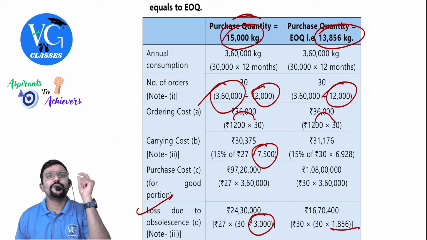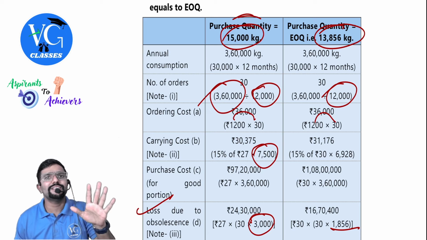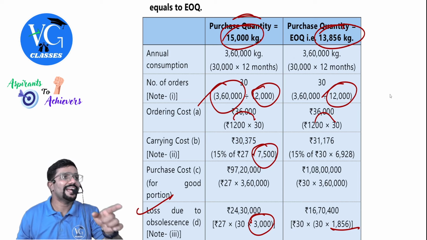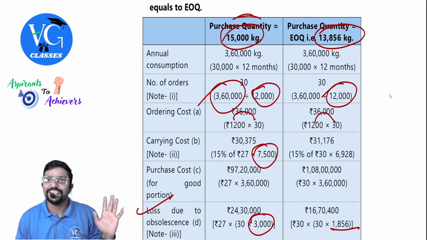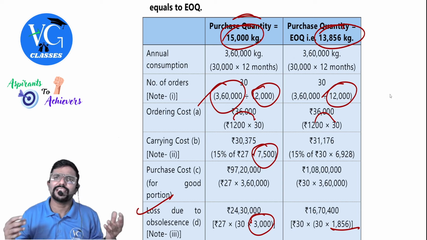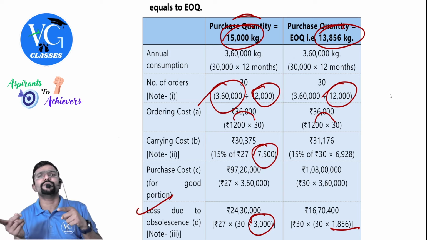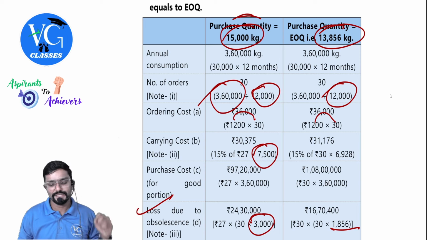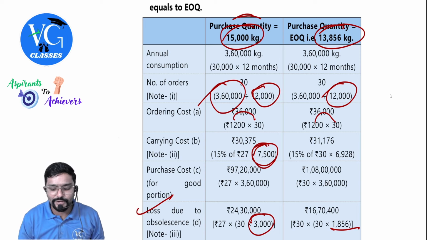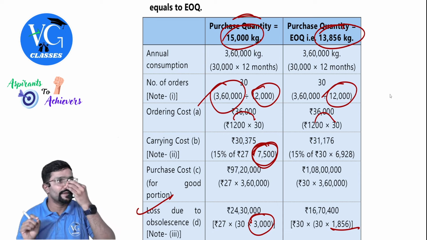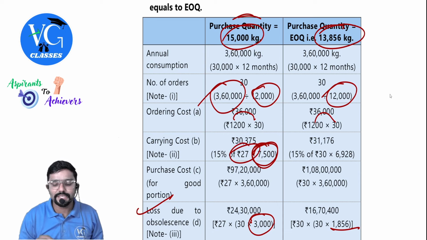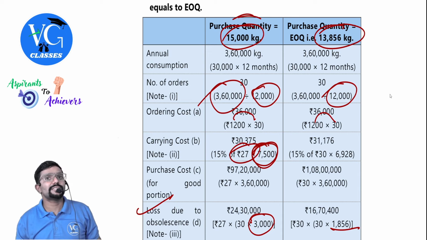Hope you understood. Even though I am using 12,000, sir, I have purchased 15,000 units. So I have to take care of them. So will I incur carrying cost for 15,000 units or 12,000 units? Whatever I have purchased, 15,000 units. Okay. So it is half of 15,000 units, 7,500, into carrying cost per unit per annum, guys. So 27 is the purchase price.